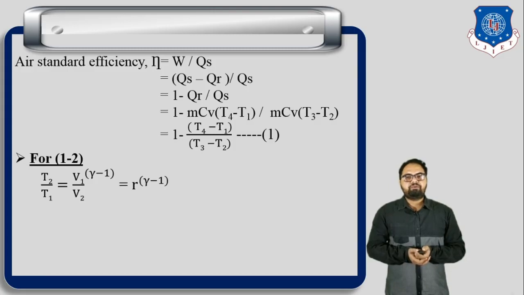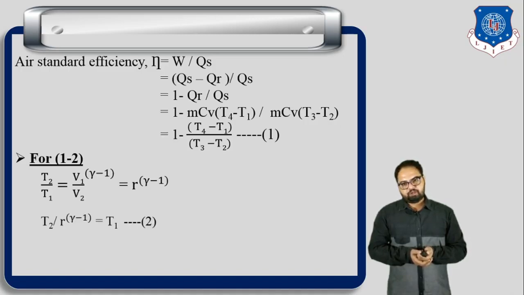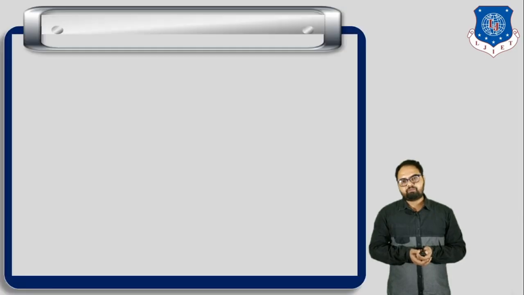So we will take process 1 to 2, that is the adiabatic compression process, and we know the relation between temperature and volume, that is T2 by T1 is equal to (V1 by V2) raised to gamma minus 1. We know that V1 by V2 is the compression ratio R. So we can rewrite that equation as T2 by T1 is equal to R raised to gamma minus 1. So the equation of T1 will be T2 by R raised to gamma minus 1.